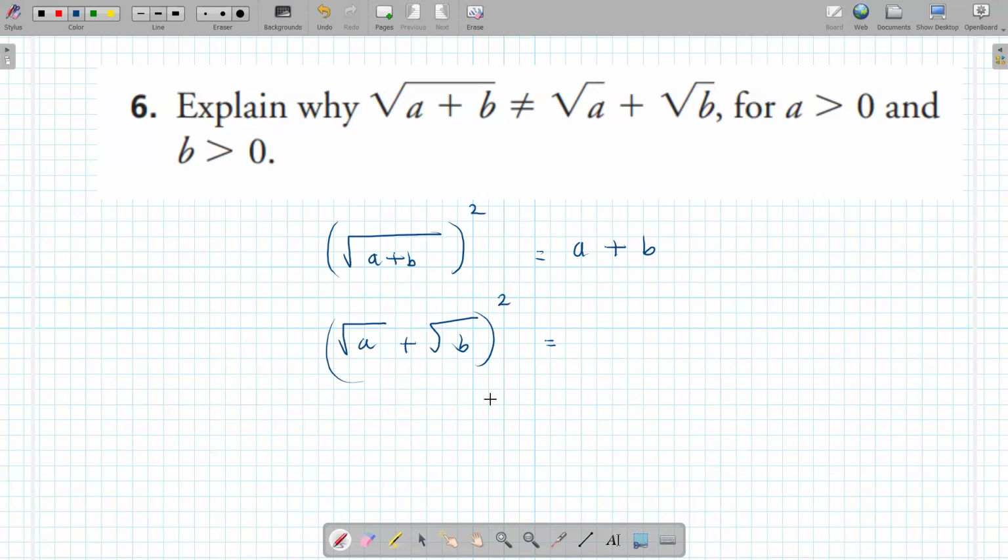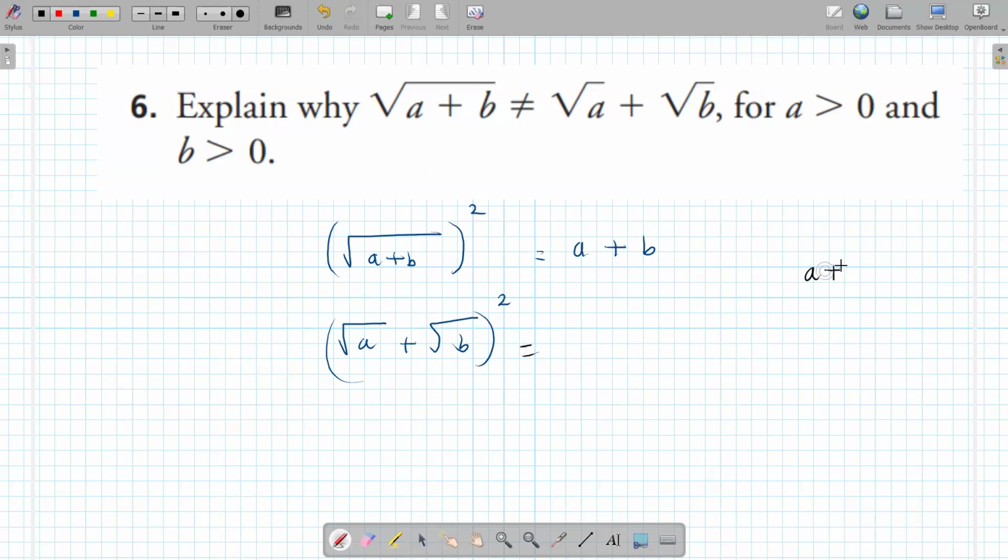So no. This is a little bit trickier. There is going to be an a plus b in there, but there's going to be an extra term here. Let me show it to you like this. Or actually, I want you to start using this. This will save you a lot of time.